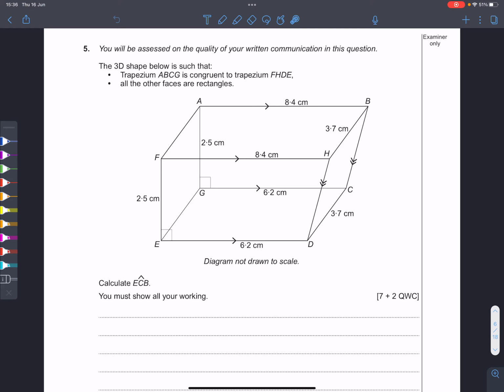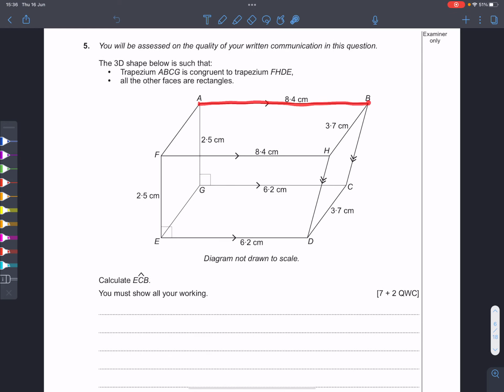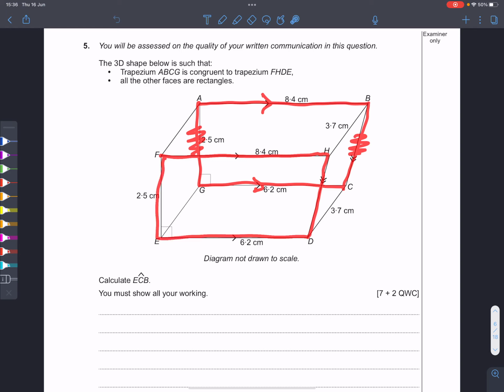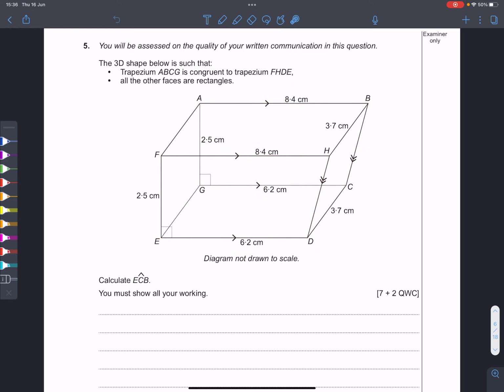We got the 3D shape below is such that trapezium A, B, C, G. So A, B, C, G. So this is a trapezium. So these two sides are parallel, but these two sides are not. But that is congruent to trapezium F, H, D, E. So congruent means it's exactly the same. Okay, so any length on the front, so this one's 2.5, the back one's 2.5. If this one's 6.2, the back one's 6.2, 8.4, 8.4, and so on and so on. So that means this length here will also match up with that length there.